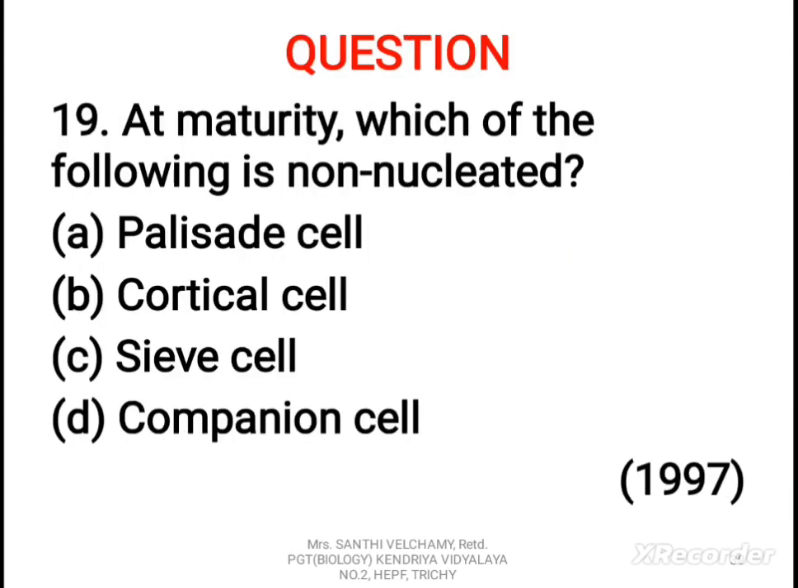At maturity, which of the following is non-nucleated? A. Palisade cell, B. Cortical cell, C. Sieve cell, D. Companion cell. The correct answer is C. Sieve cell. So sieve tube elements are living and have thin cellulosic walls in young cells, but they become thick-walled when they are attaining maturity, but during that time they won't be having any type of nuclei, and the cells are without nuclei. Okay, next one.